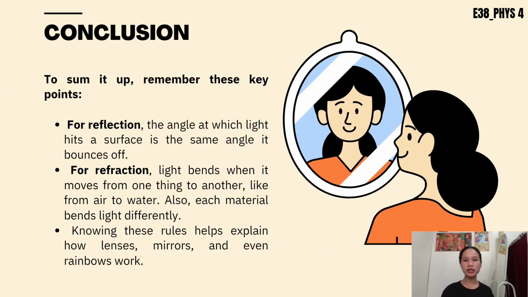In conclusion, you just have to remember these key points. For reflection, the angle at which light hits a surface is the same angle it bounces off. For refraction, light bends when it moves from one medium to another, like from air to water, and each material bends light differently. By understanding these rules, we can explain how mirrors, lenses, and even rainbows work in our daily lives. So that's all for our topic, and thank you for listening.